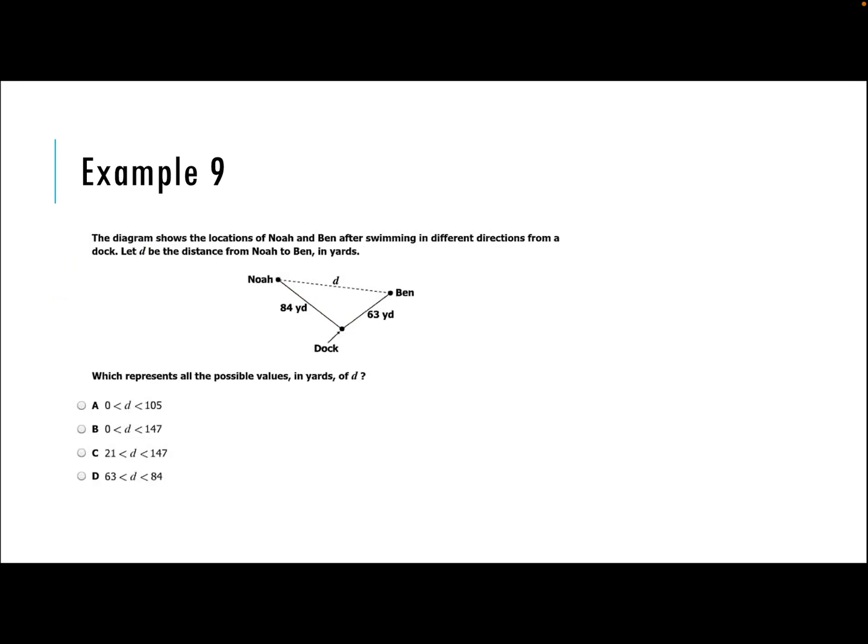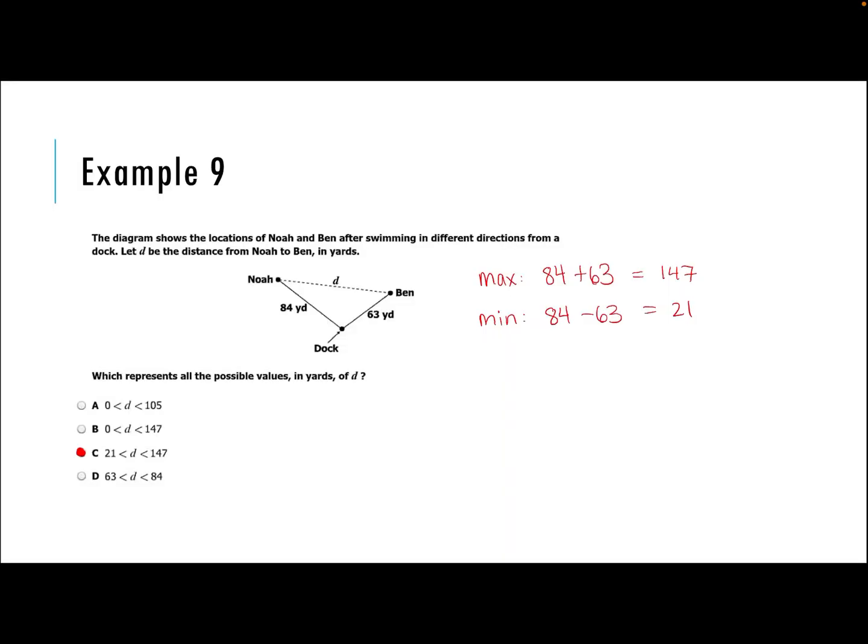So they form a triangle. So D could be the maximum. So if D is the maximum, the largest side, then 84 plus 63 has to be more than D. So we're going to get the maximum value is 84 plus 63, which is 147. The other thing that could happen is that 84 is the largest side. And so that means that the other two sides have to be more than 84, or 84 minus 63 is the minimum value, which is 21. So D has to be between 21 and 147.